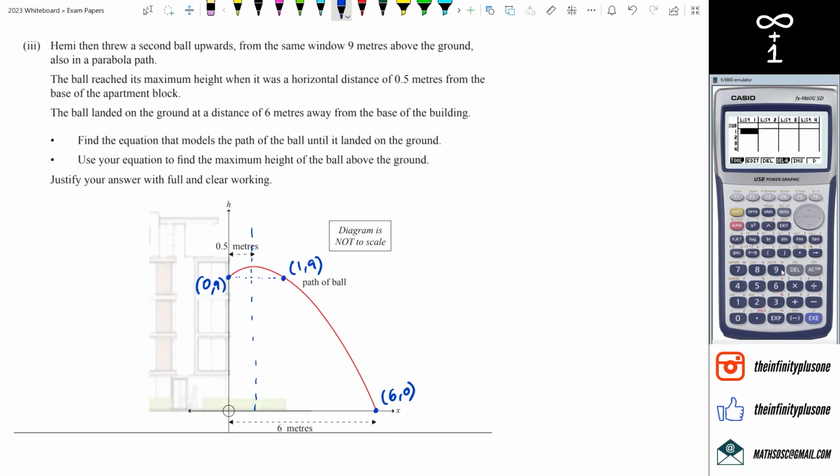We could now go and substitute them in our calculator: x values 0, 1, and 6, and y values 9, 9, and 0. So let's put this graph in. We go Graph 1, Calc, x squared. There is my equation for this graph: y is equal to negative 0.3x squared plus 0.3x plus 9.